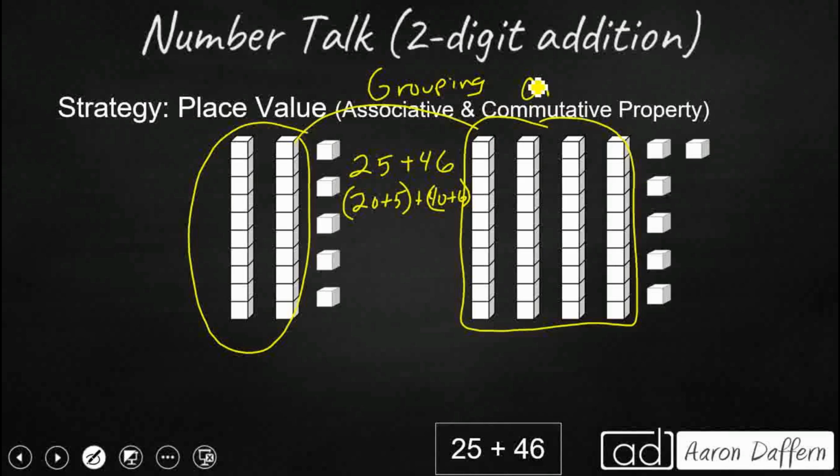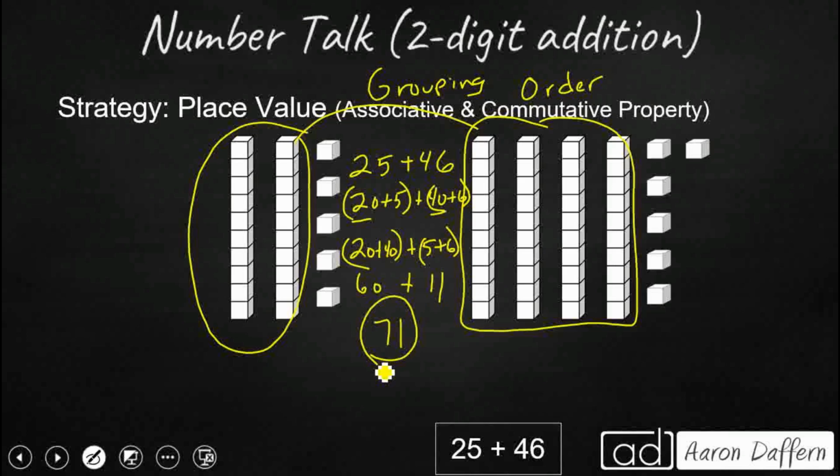So my commutative property is my order property. It lets me change the order of addends. That's why 5 plus 8 makes the same as 8 plus 5. So I want to reorder them and regroup them so I can get my 20 and my 40 together. That's 60. And then my 5 and 6 together, we will have to regroup on that one, but that's a basic fact we should know. 60 and 11, so that gets us 71.